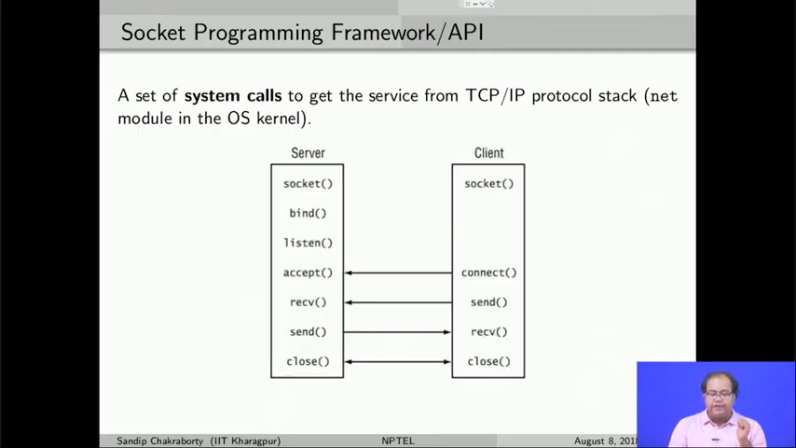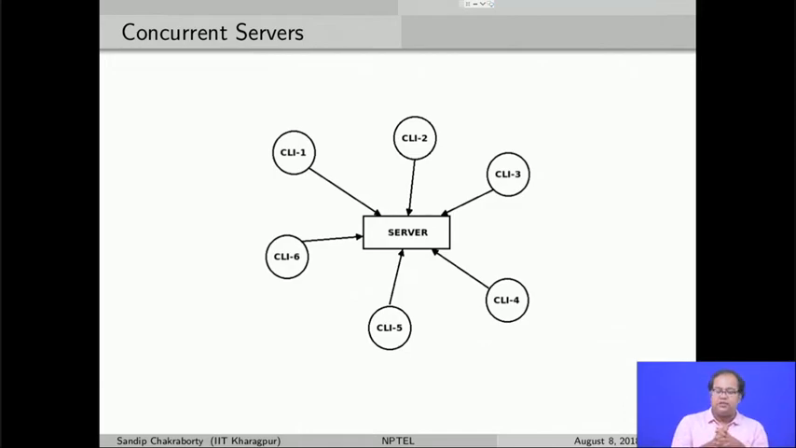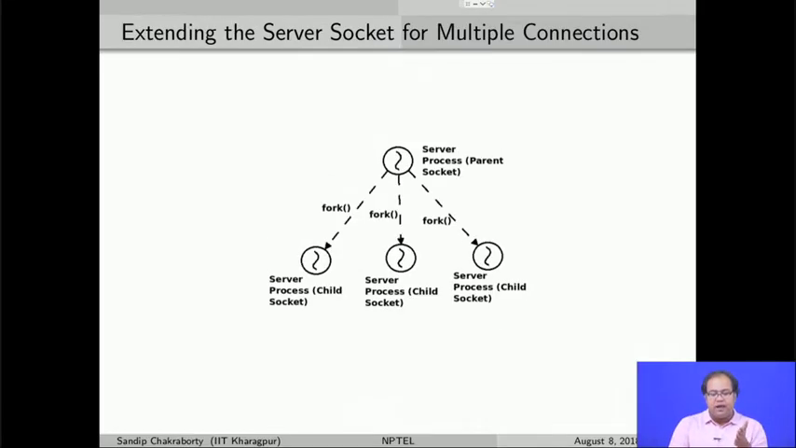We have already looked at the socket programming framework and the APIs. Now, the concept of a concurrent server is something like this, where multiple clients are trying to connect to the server simultaneously. How will you handle that? One way is to use the iterative server, but as we have seen, the iterative server may not be very useful. So, we implement the parallel server using the concept of multiple processes in the operating system.